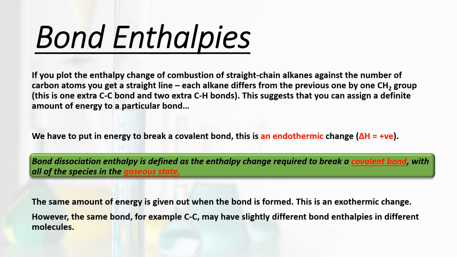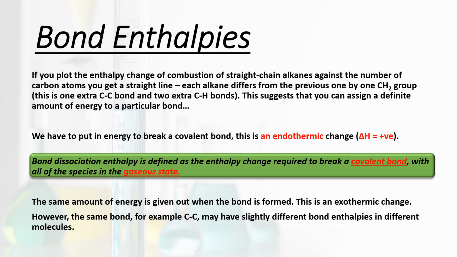Now, if we have a bond that we're breaking, that's our endothermic change. We have to take energy in to do that. But if the same bond forms, well then we have energy given out. It's an exothermic change. And it's the same amount of energy. So if I have a CH bond being broken, the amount of energy that we've taken in would be exactly the same as if I made my CH bond and the energy was released.